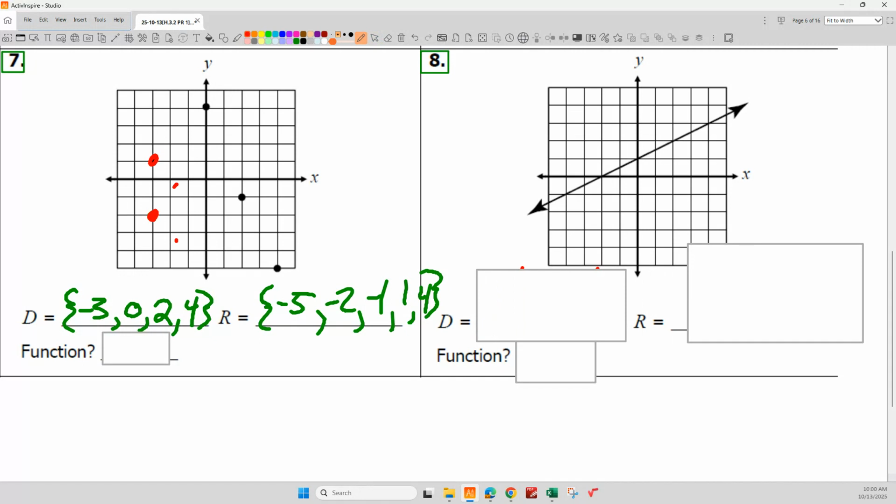Those two, right? They fail the vertical line test, don't they? They line up vertically, so nope, it's not.